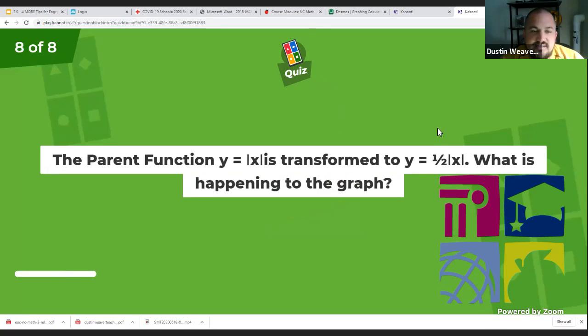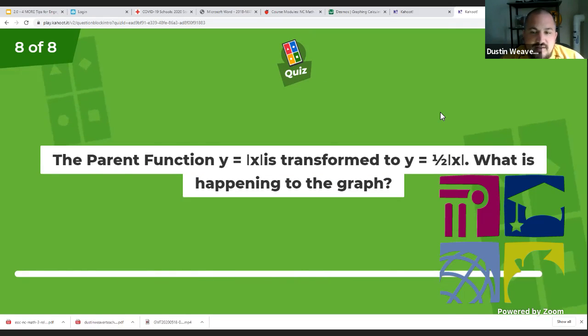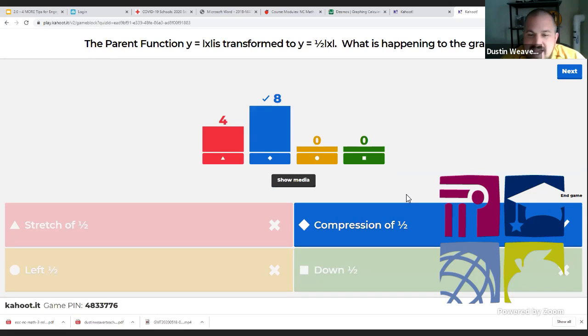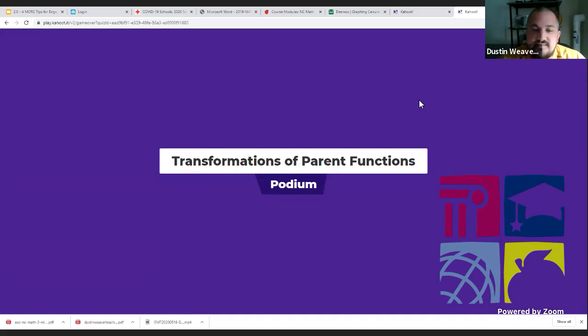And our last question, the parent function is transformed to 1/2 absolute value of x. What happens? And that is our horizontal stretch, which is also called a compression, right? So it's the horizontal stretch, which they call a compression in this case.